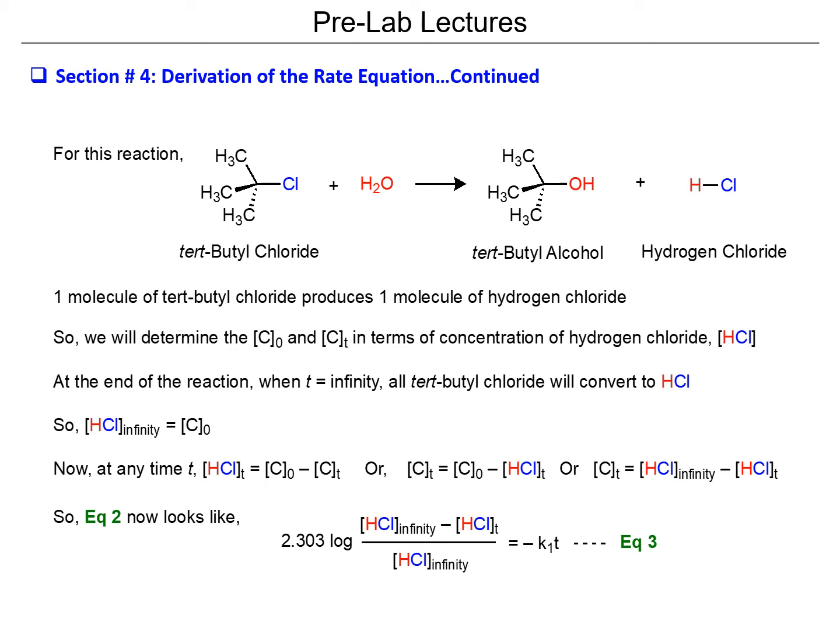So basically, with some simple manipulation and plugging that relationship back into equation 2 from the previous section, we come up with equation 3 down at the bottom, which is 2.303 times the log of the infinity concentration of HCl minus the time t concentration of HCl, divided by the infinity concentration of HCl. So now we've changed our rate equation, instead of worrying about the tert-butyl chloride, which might be hard to track, to something we can track very easily in terms of the hydrochloric acid.